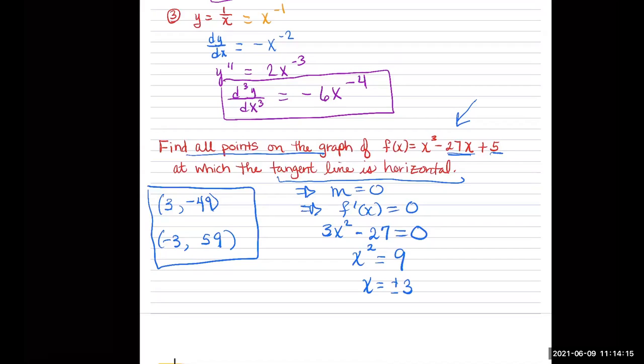So if it just says, where do you have a horizontal tangent line? You could just give the x coordinate. But if it asks for a point on the graph, make sure you give both an x coordinate and a y coordinate.